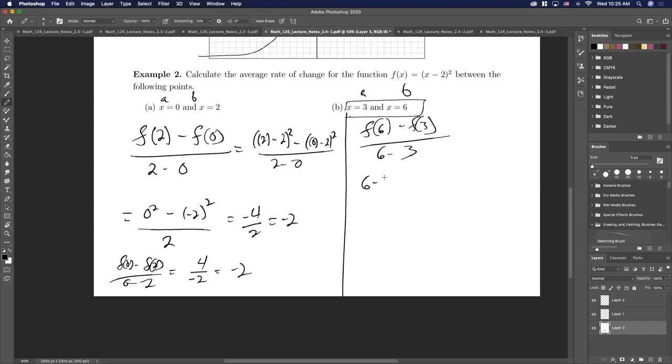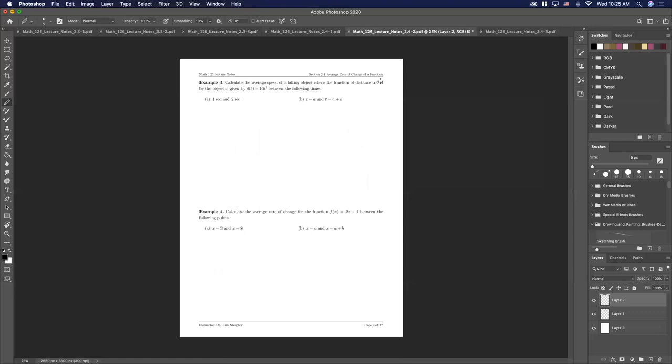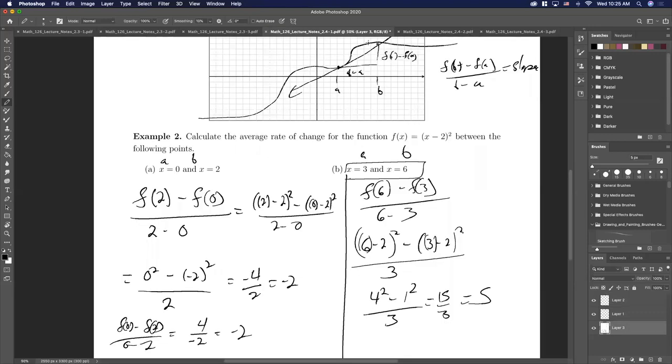So f of 6 will be 6 minus 2 squared minus 3 minus 2 squared, all over 3. So this becomes 4 squared minus 1 squared over 3, which gives me 15 over 3, which is indeed 5. Yep. Okay. All right. Oh, hold on. Let me write that down. Give me a second to do that. So this ends up being 5.